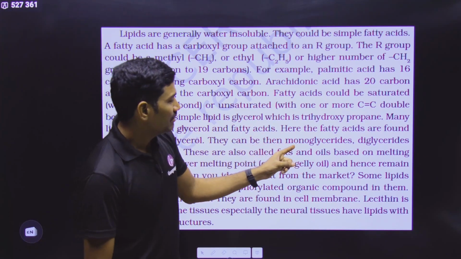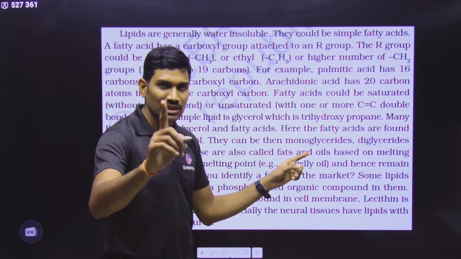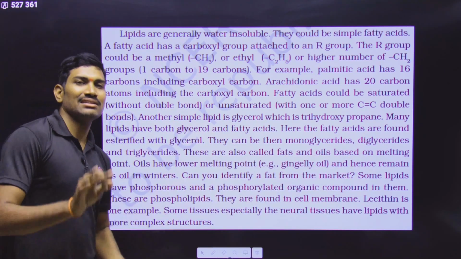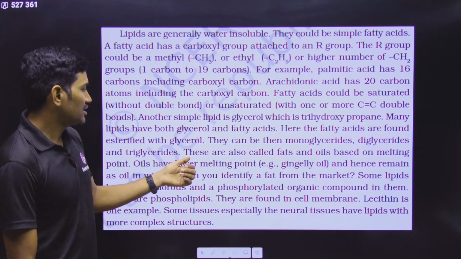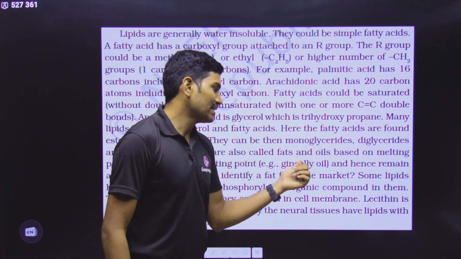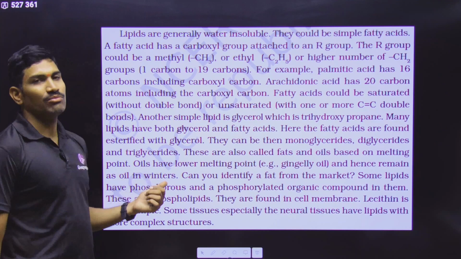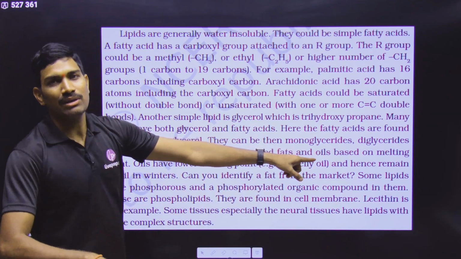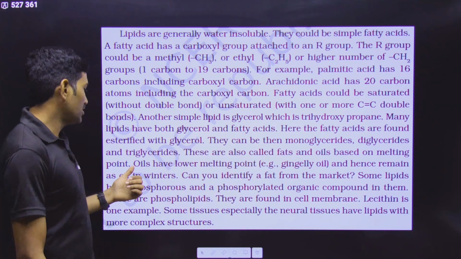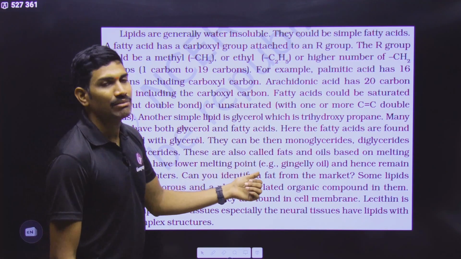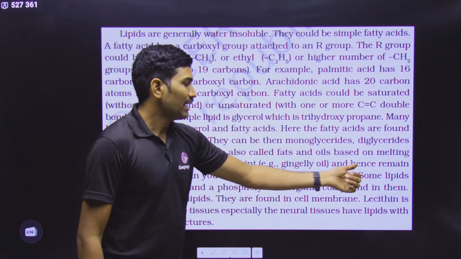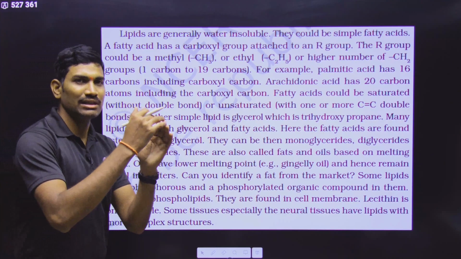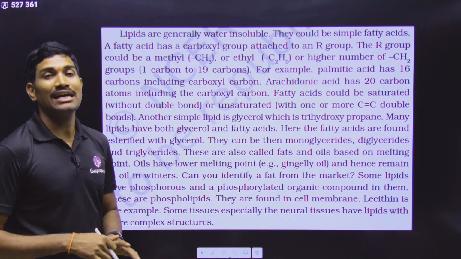Next one, they can be monoglycerides, containing a single fatty acid, diglycerides, containing two fatty acids, or triglycerides, glycerol containing 3 fatty acids. These are also called fats and oils based on the melting point. Oils have a lower melting point, fats have a high melting point. Oils like gingerly oil have a lower melting point, and hence remain as oil even in the winters, even when the temperature is decreasing.